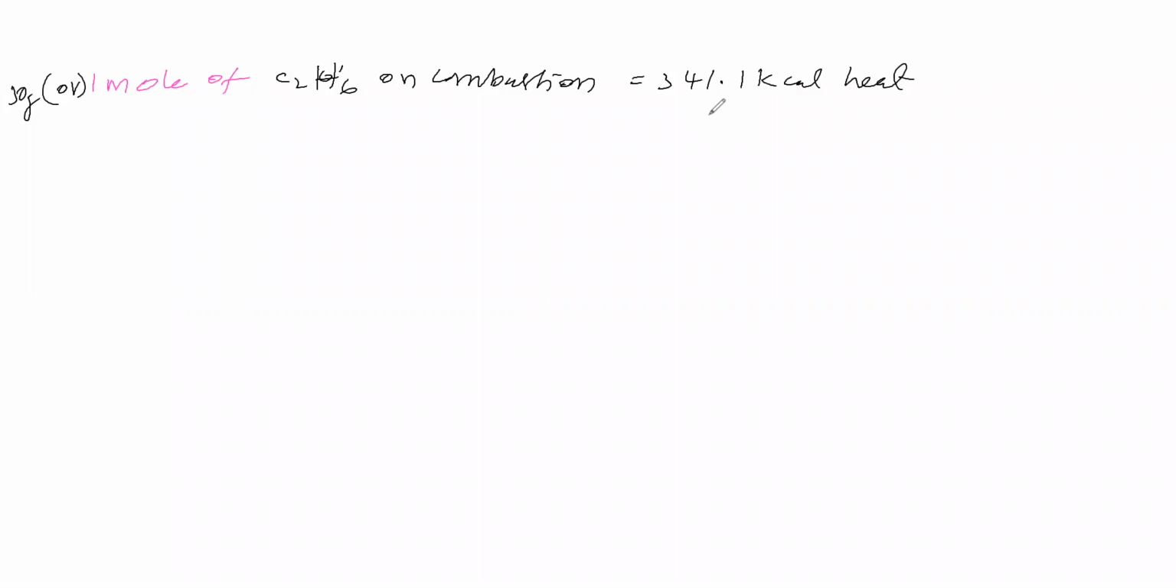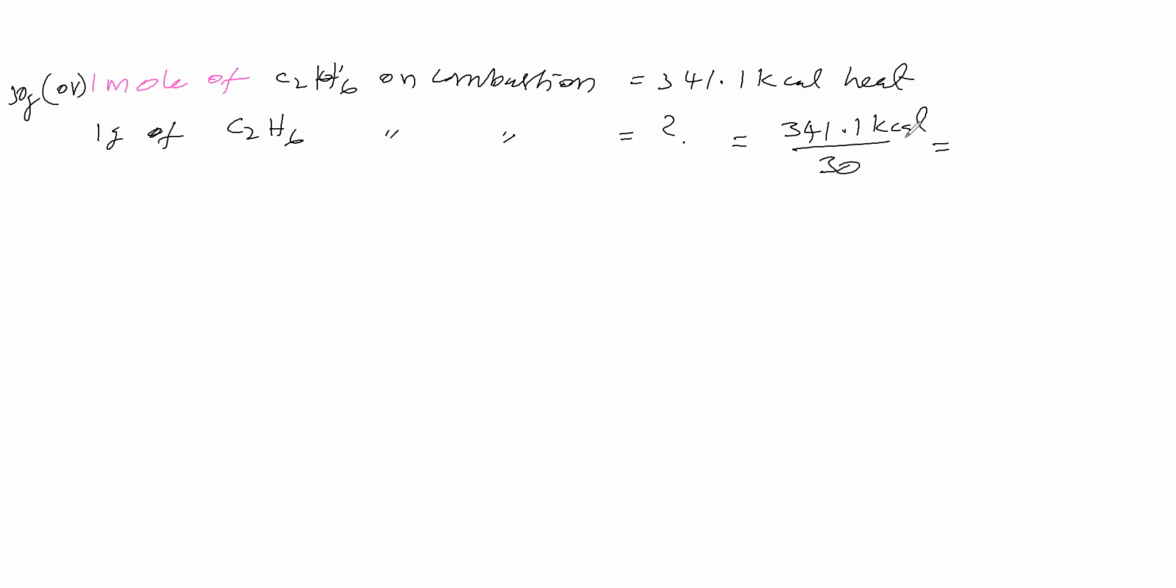30 grams of ethane releases that heat. Therefore, how much will 1 gram of ethane liberate? 1 gram of ethane on combustion liberates how much heat? That is 341.1 kilocalorie divided by 30.